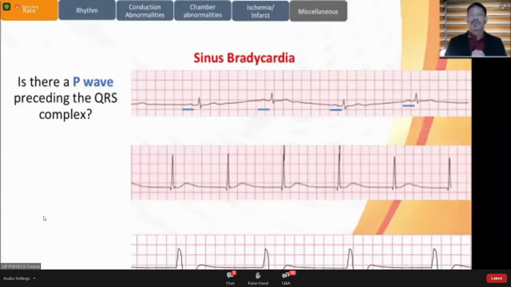A sinus or normal P has a smooth contour and is upright in lead 2. When there is severe sinus bradycardia, an escape rhythm may take over. It could come from the AV node or ventricle.